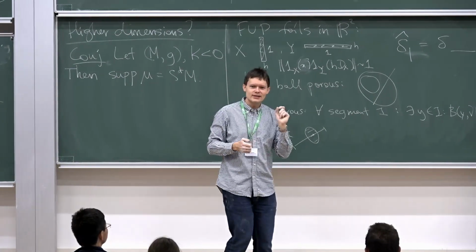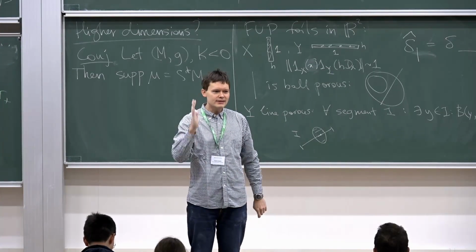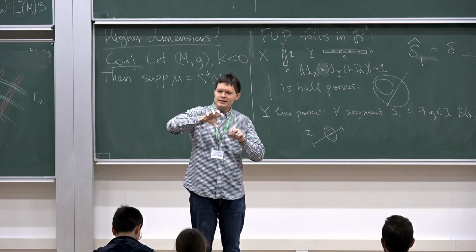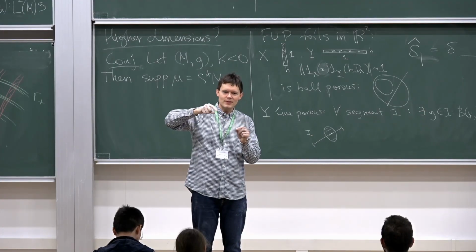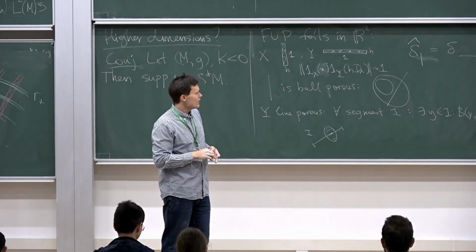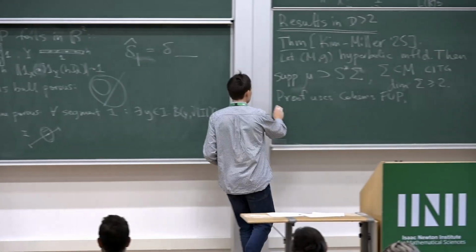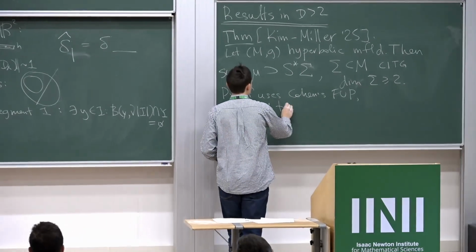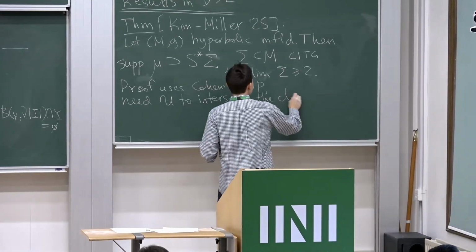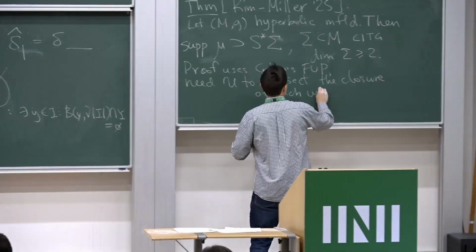If you want line porosity, then you have to do something else. So imagine you have a hyperbolic 3 manifold. The unstable space is 2-dimensional now. And now instead of taking a ball in the unstable space, you take a line segment in the unstable space in some direction, and then you blow that up. And so that will not necessarily be dense. And so it turns out that for the argument to work, you need U to intersect the closure of each unstable line.